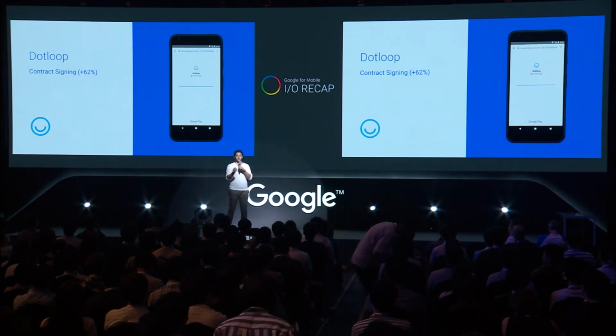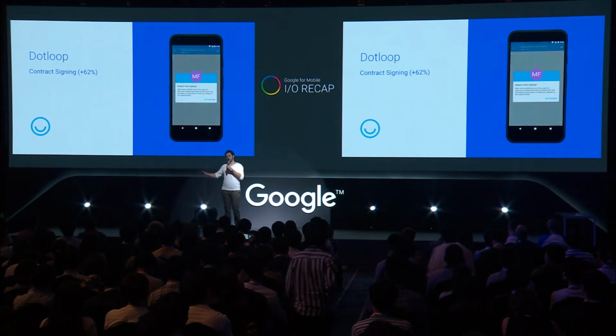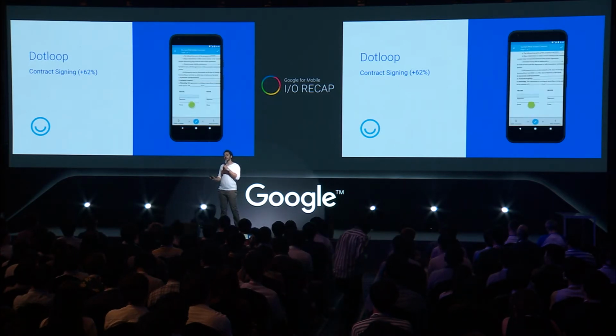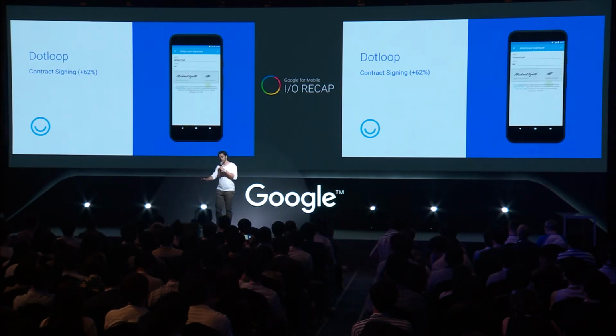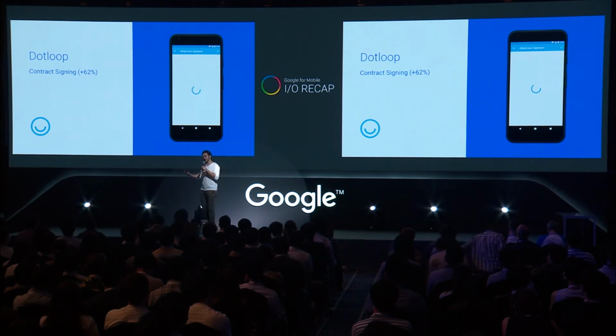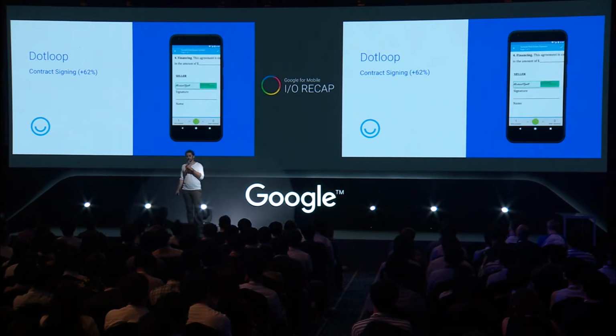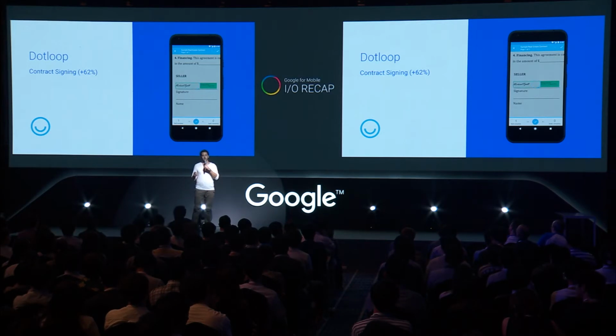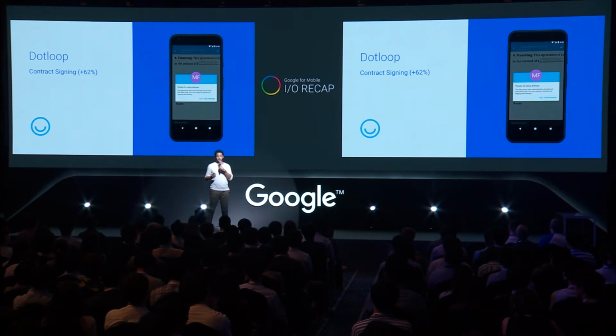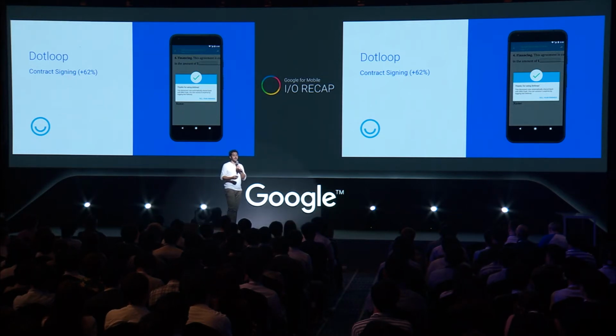But with Loop, they figured out a way to step you through this process. They show you where you have to read in the contract, they zoom into the signature, they zoom back out to read the rest of the contract, and then finish signing. With Instant Apps, Loop has seen a 62% increase in signatures. Let me take you through another example, an e-commerce example.